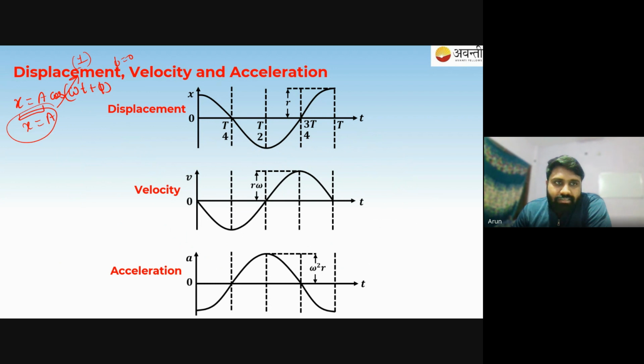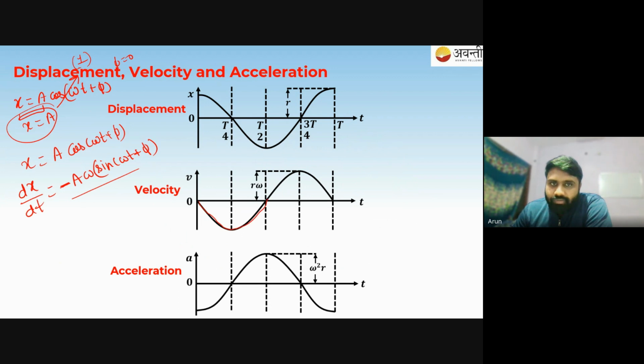If you differentiate this function x, then you get the velocity, and you get the negative value, because x equals a cos(omega t plus phi). If you differentiate it, you will get dx by dt equals minus a omega sin(omega t plus phi). Differentiation of cos will be sine. So the graph will obviously be for sine, but from the negative axis. Okay, so the graph will start from the negative position.